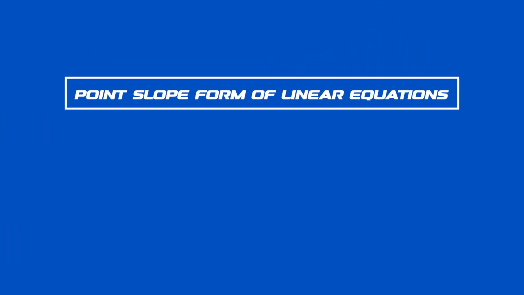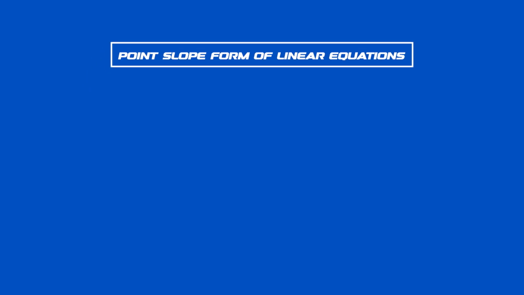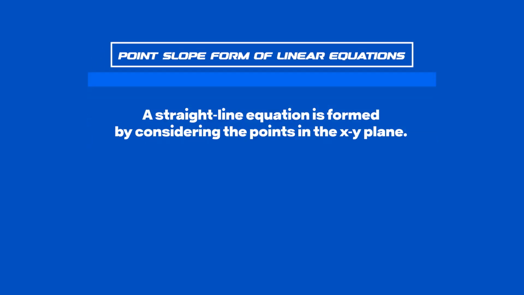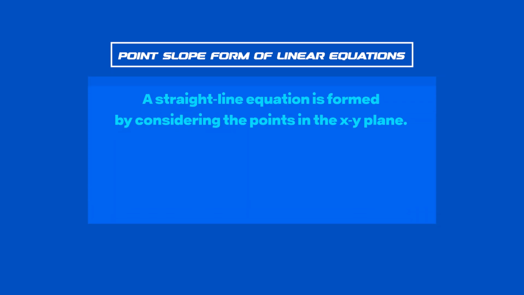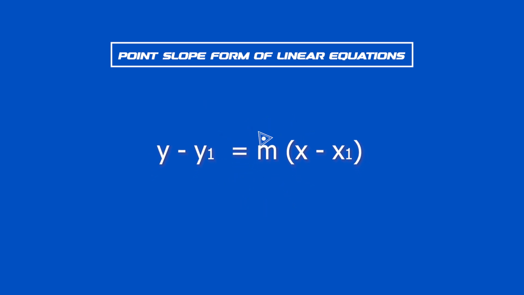The last form of linear equations is the point-slope form. In this form of linear equation, a straight line equation is formed by considering the points in the xy plane, such that y minus y sub 1 is equal to m, the quantity x minus x sub 1, where x sub 1 and y sub 1 are the coordinates of the point and m is the slope.